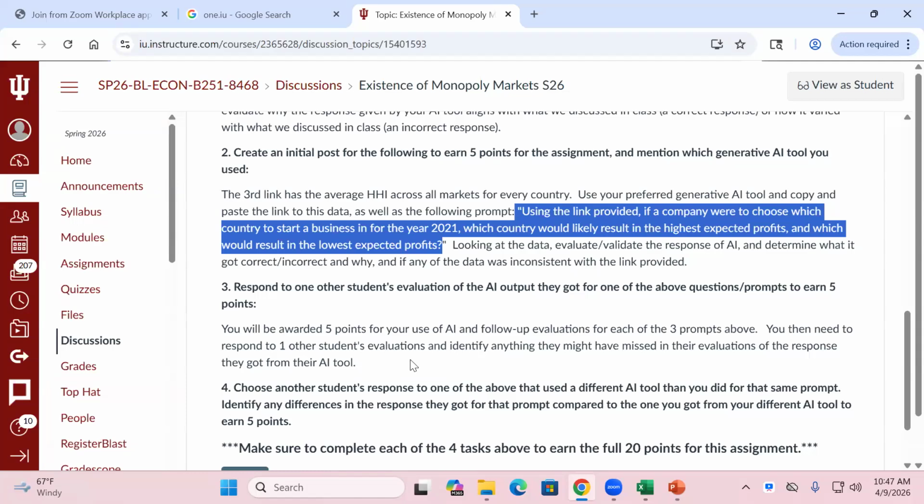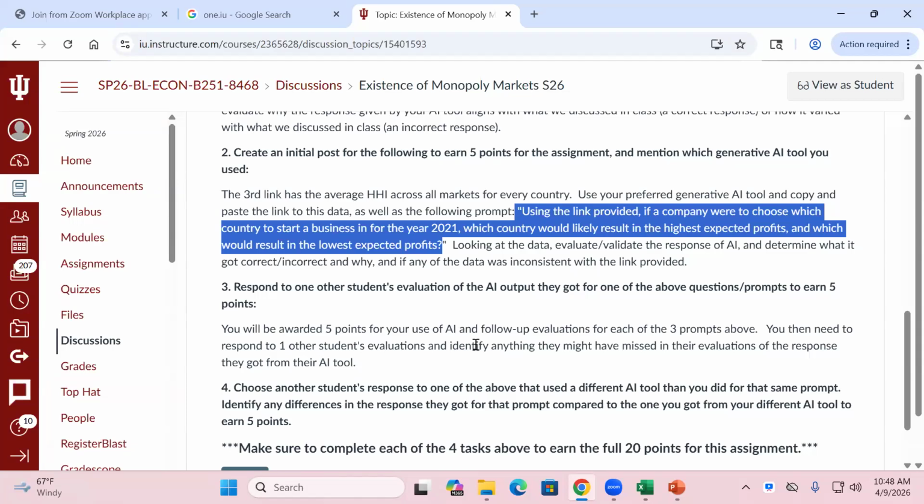The next part will be, once you see someone else's evaluation of their AI response, you will respond to one of those initial prompts from another student and say why their evaluation is off. Maybe they said AI was correct, and you look at it and you go, no, you missed this. They actually got this part wrong. So you're evaluating another student's evaluation of the AI output. Right? This is what we call peer review. So these are tools and skills you'll want to develop while you're here, not just in the context of AI, but in general. That's worth 5 points.